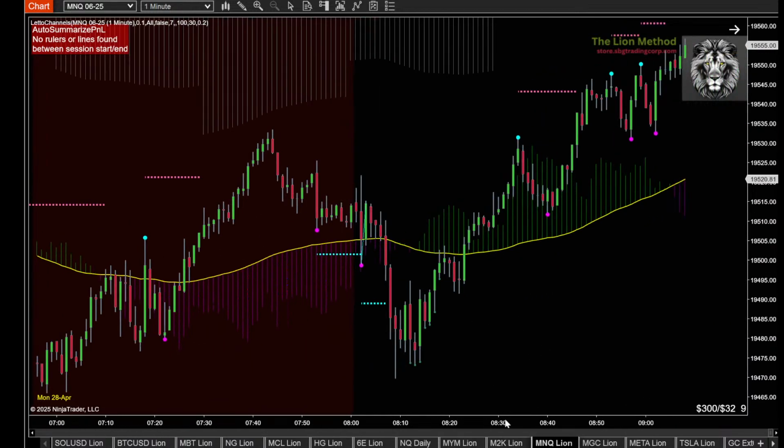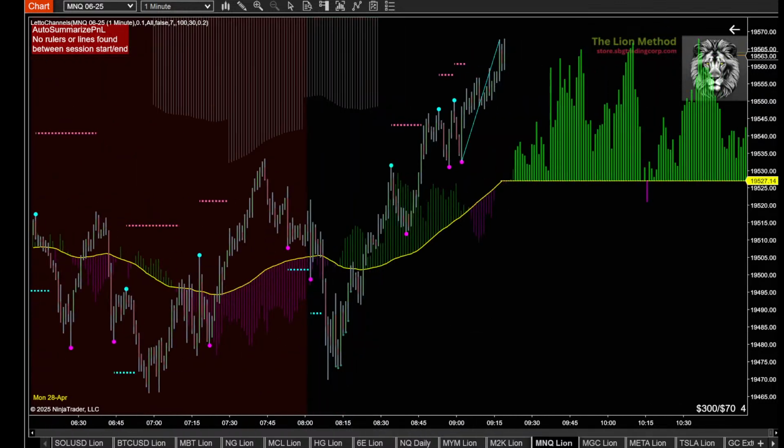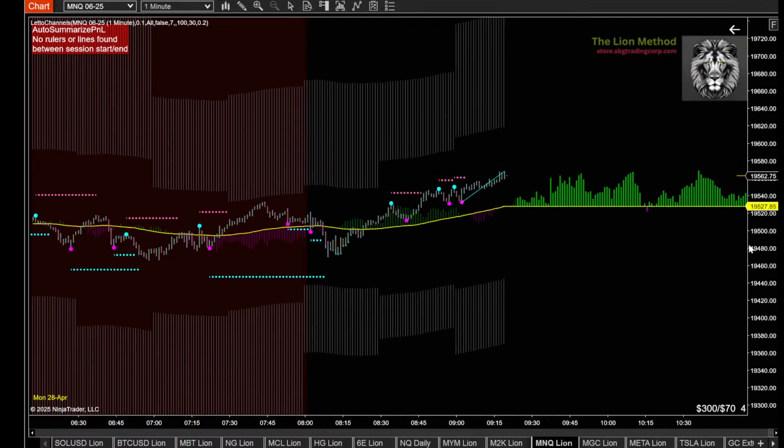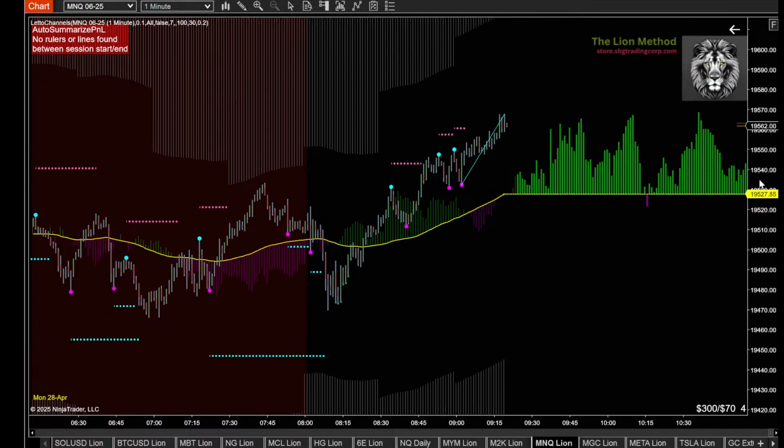All right, so we didn't have anything in the micro NAS today. It is not overbought or oversold. So none of this matters until we're overbought or oversold. You can see the channel lines are above and below it. I want to keep an eye on that.